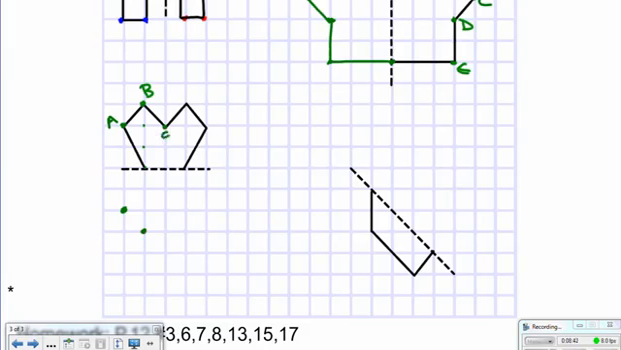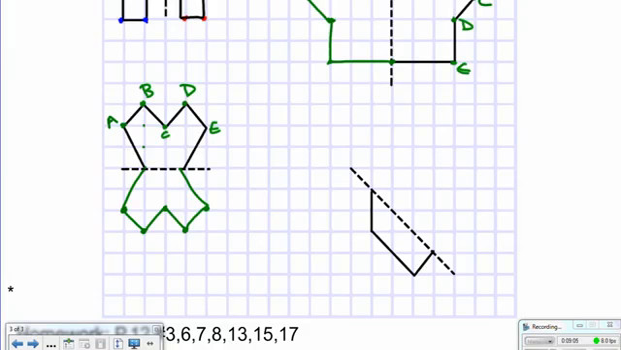C is only 2 squares away. D is 3 squares away. And E is 2 squares away again. Okay, and now again I use my ruler, connect my dots. Ta-da, we made an X.